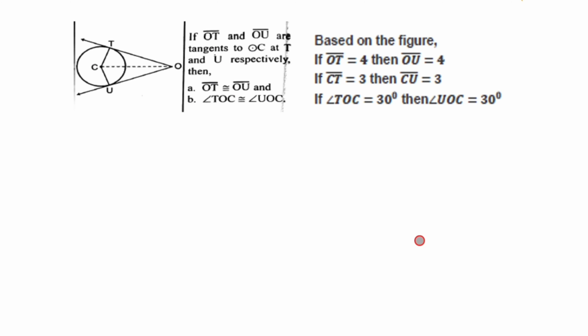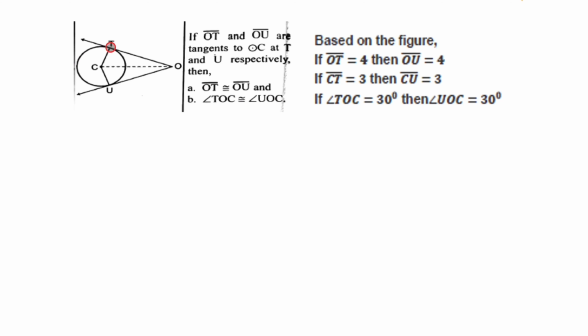So example, from the figure yung dati, based on the figure, if OT is 4, so ito yon, OT is 4, then OU is also 4. Next is if CT is 3, then CU is also 3. So bakit sila equal? Because ito ay isang radius, ito ay radius. So ang radius naman ay equal. So therefore, they are congruent.